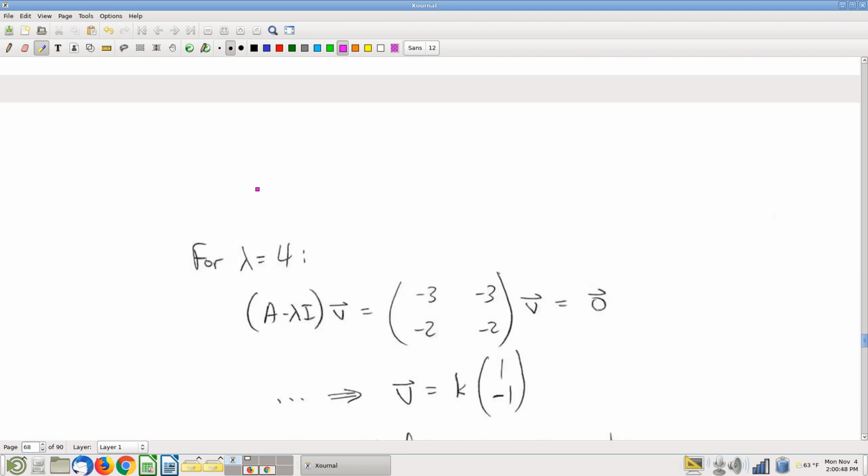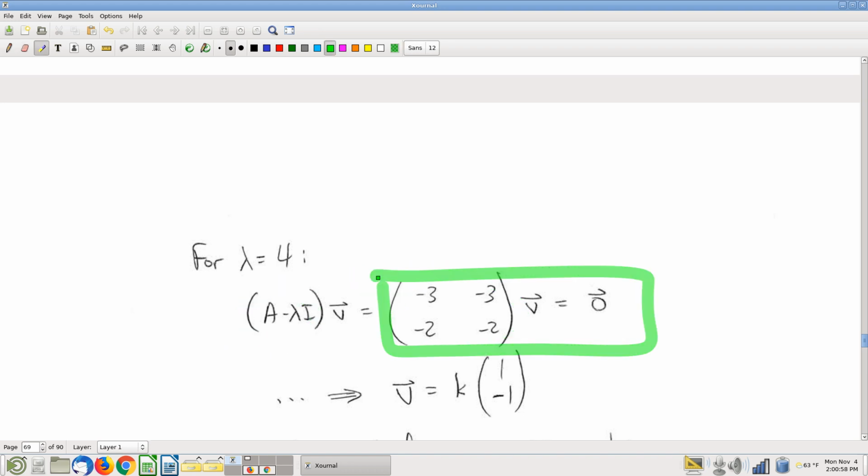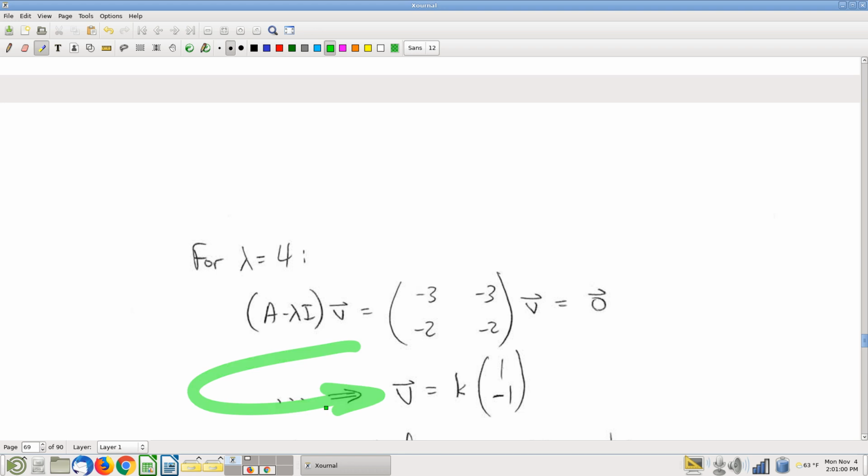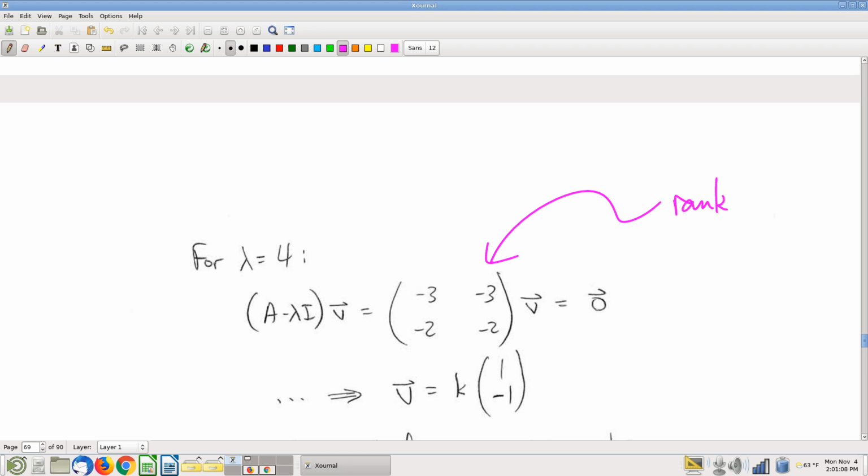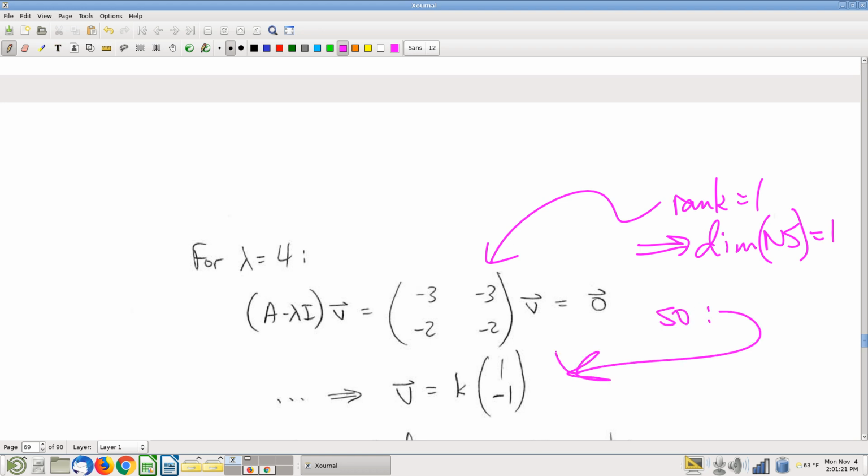So here's the next eigenvalue. Remember, we had 2 eigenvalues. So for this next eigenvalue, here's what A minus lambda I turns into. Again, we need to find a null space. Now, instead of row reducing, here's what you can do instead. You can say rank equals 1 implies dimension of the null space equals 1. And then just write down your answer.